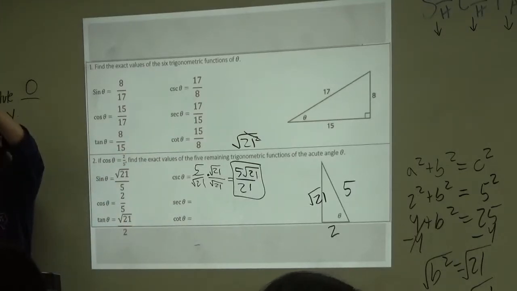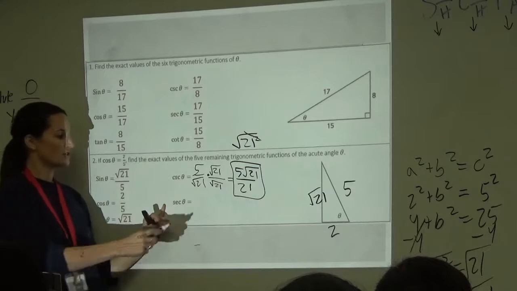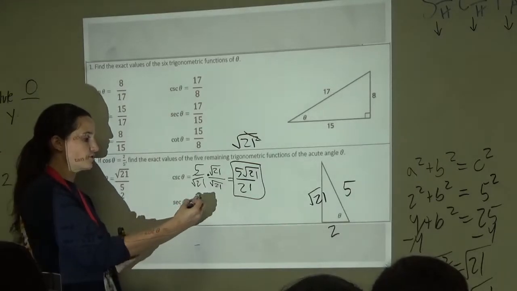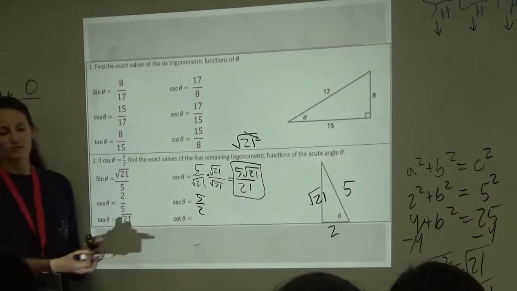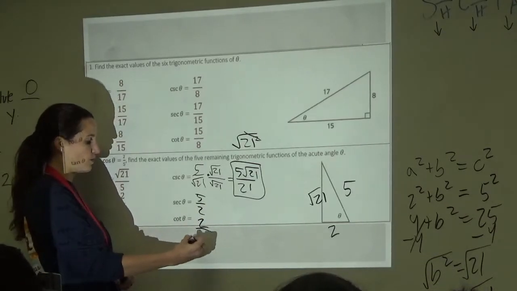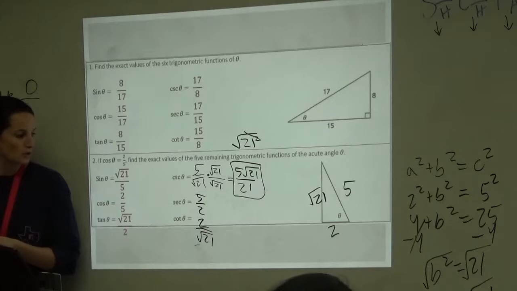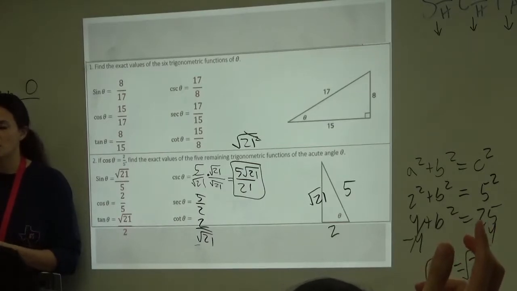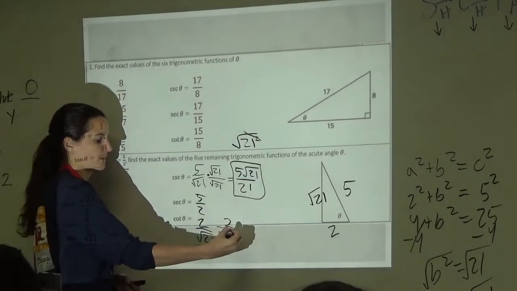Y'all got that in the back? Yeah. 5 root 21 over 21? Okay. For the next one, this one is just going to be 5 over 2. There's no rationalizing, so you should have that one. For the last one, you probably wrote 2 over root 21. However, we need to rationalize the denominator, so raise your hand if, using my example, you can tell me what we should get as our final answer for this one. D'Anthea? 2 times root 21 over 21.